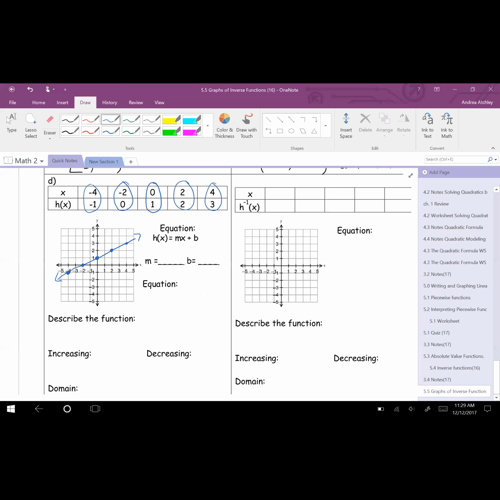Okay, now that we've graphed this, what type of function is this? It's linear. Good, linear. We need to find the slope and the y-intercept. So the y-intercept here is at 1. The slope is up 1 and over 2, so it's 1 over 2. Rise over run.